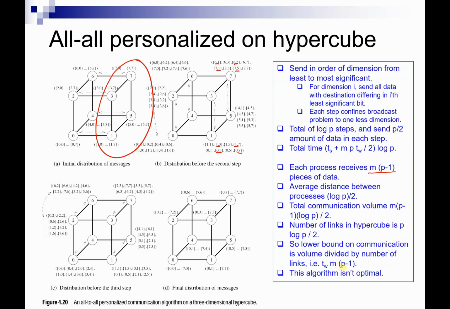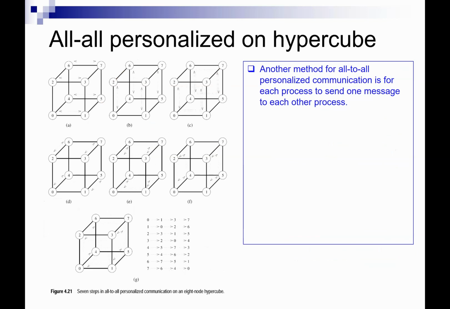Whereas for the lower bound, the minimum amount of time you should be spending is something like m times p. Okay, so you see that this cost over here is basically a factor of log p larger than the optimal cost. So this is saying that this algorithm that we have currently is not optimal. Okay, so let's see if we can improve on this algorithm.